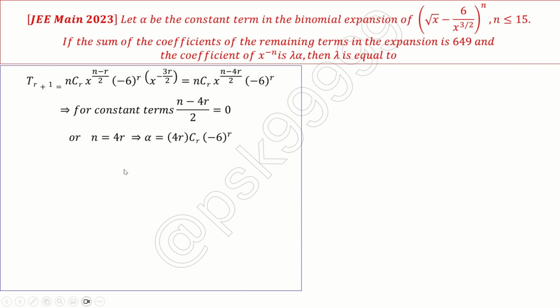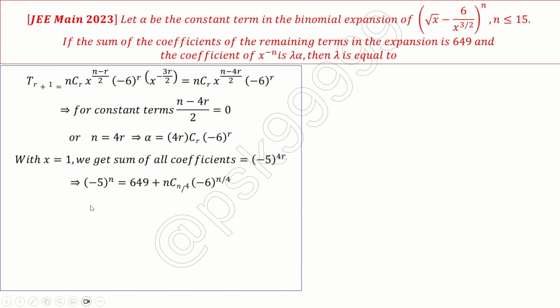Okay. Now once I know this one, with x equal to 1, we get the sum of all quotients. Correct? X equal to 1, I get the sum of all quotients, which is minus 5 whole to the power of n, n equal to 4r. If I substitute x equal to 1, I get minus 5 here, minus 5 whole to the power of n. So minus 5 whole to the power of n equal to 649, because this is the sum of quotients of the remaining terms plus the constant term, which is nC(n by 4) into minus 6 whole to the power of n by 4. 4r is nothing but n. So that's how I'm writing.